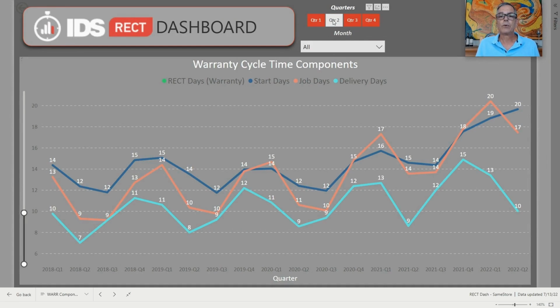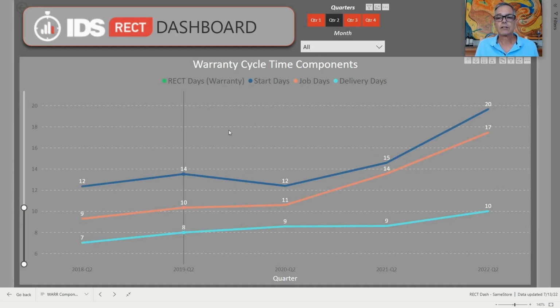Again, how long after we complete the repair did it take to get the unit back to the customer. And if we look at that by quarter, and we look at just the second quarter, you can see that we're starting to really see an increase. The first 3 years, what I consider pre-pandemic, we really didn't see much of an increase. But since the pandemic started, that number is getting pretty high, with start days taking the lead by going up quite a bit, as well as job days. Job days and start days have really increased significantly.